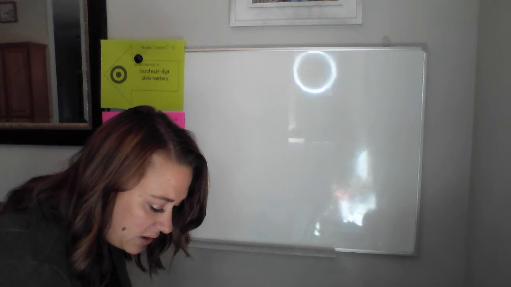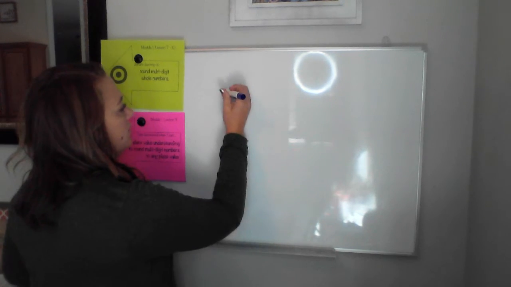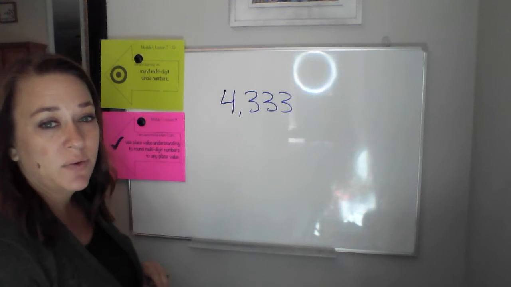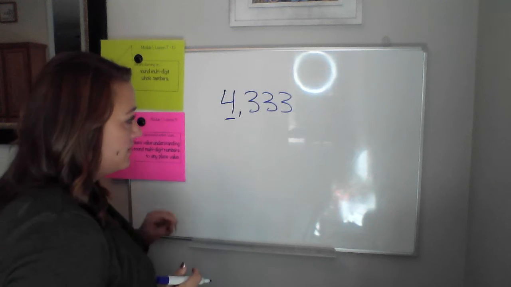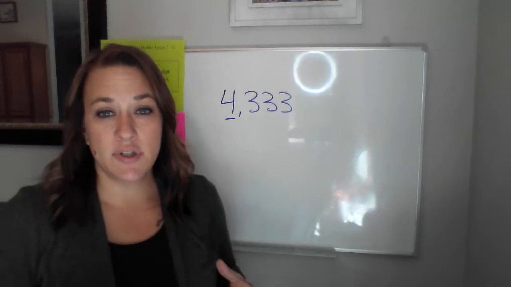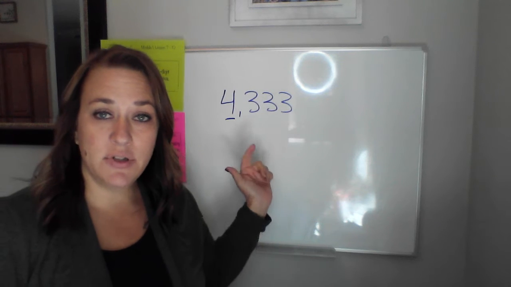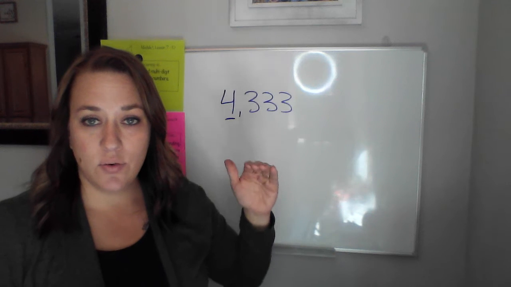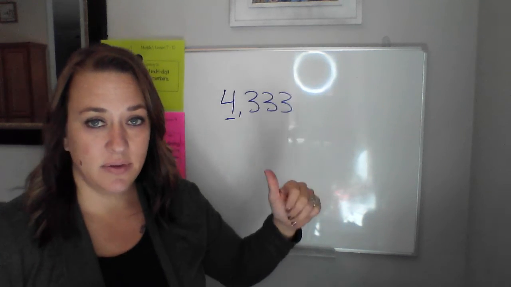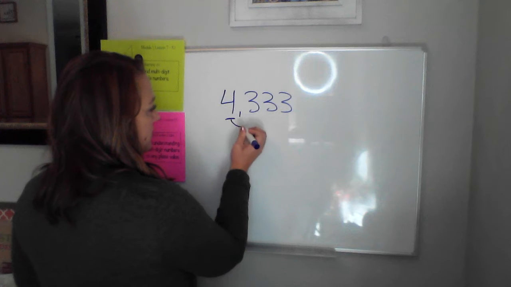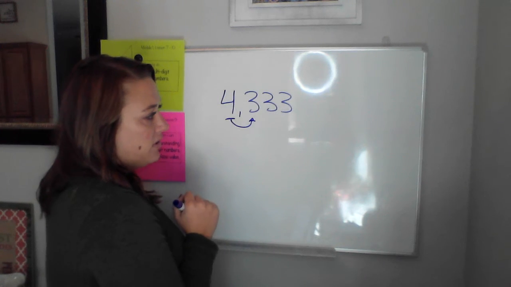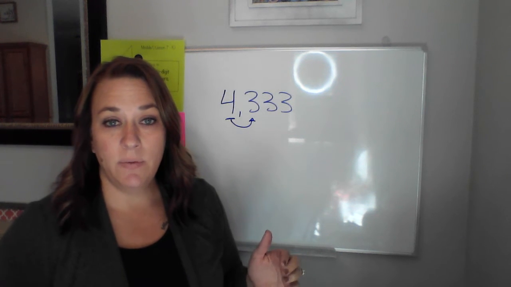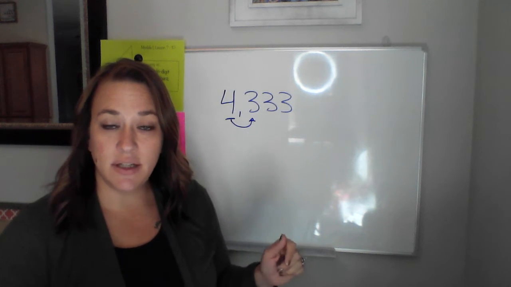So our first number that we're going to work with is 4,333, and we're going to round this number to our nearest thousands place. Okay, so our rounding rules, that rounding understanding, is we always look to the number to the right, and that's going to help us determine if we round this up to the next thousand or stay at 4,000. So we look to the right. We see a 3. We know that if the number to the right is less than 5, then we round down.